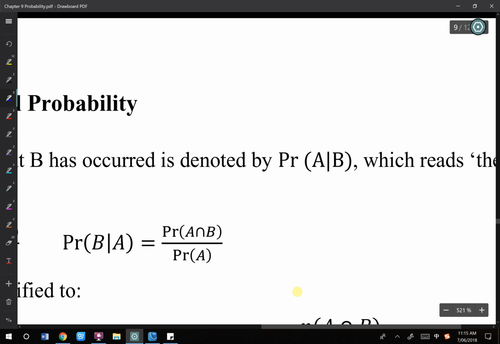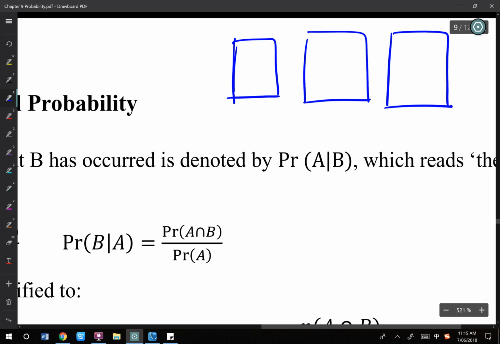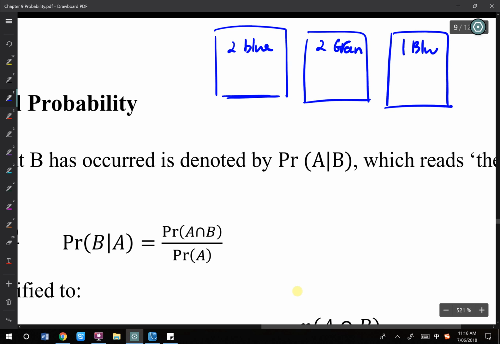For example, I saw a really good question. I have 3 cards. You can think about this question by yourself after I finish this. I have 3 identical cards, the same size, put in a box. The first card has 2 sides blue, the second card has 2 sides green, and the other card has 1 side blue and 1 side green. Okay, 3 cards like this.